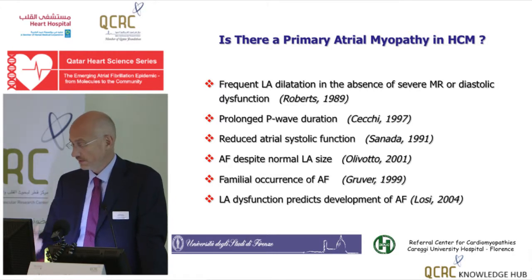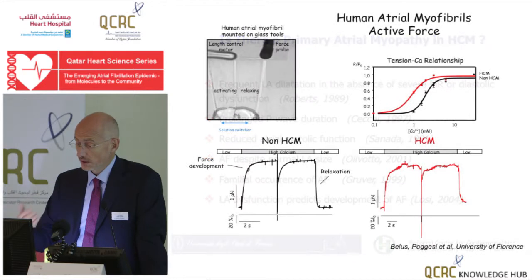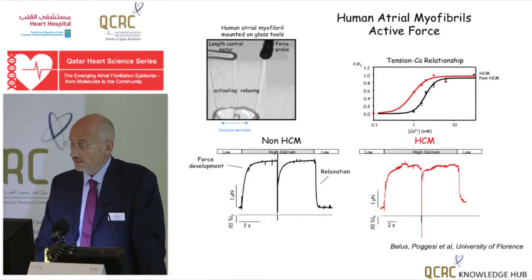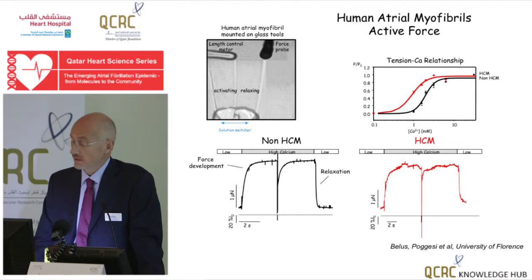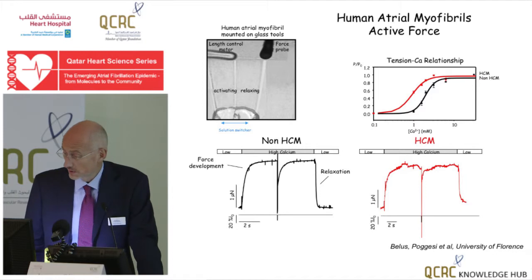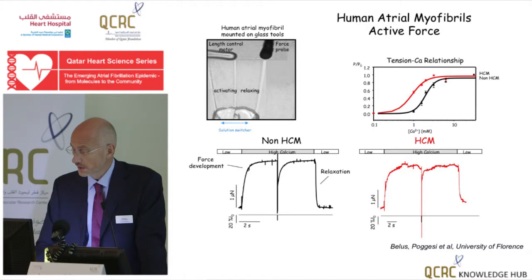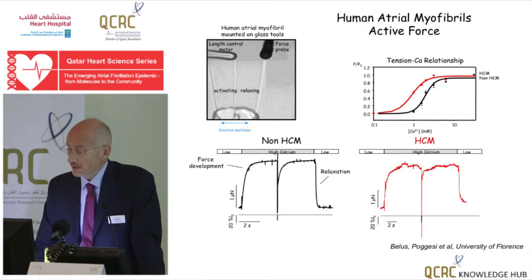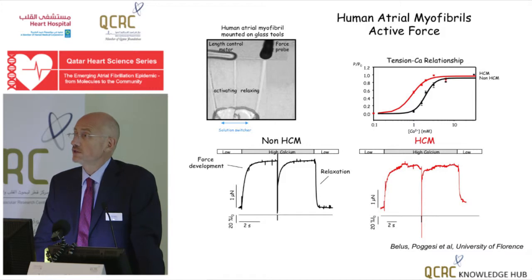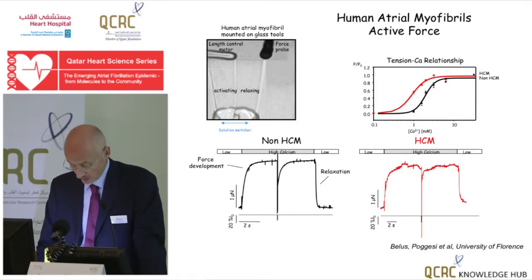And there are a number of indirect pieces of evidence that the atrium is in fact abnormal in hypertrophic cardiomyopathy. I will not go into this, just to tell you that we have some in vitro data from human cardiomyocytes taken at the time of surgery in Professor Pugliesi's lab in Florence, who is a biophysicist involved in the study of heart muscle and particularly cardiomyopathies. You can see that some of the abnormalities that you find in HCM ventricles, such as increased calcium sensitivity and lower force generation, are the same you can find in the atria.